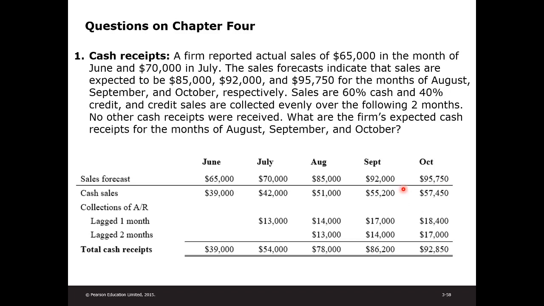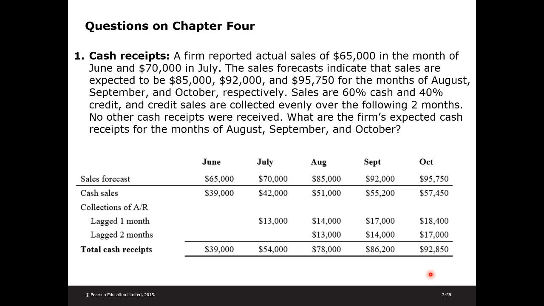First, we calculate the cash sales. Next, we calculate the lagged accounts receivables for the previous 2 months, and then calculate the total cash receipts for this month. So here we have the total cash receipts as follows.